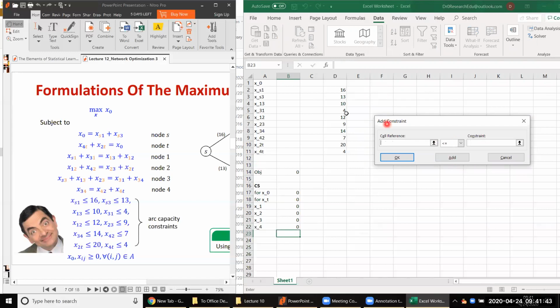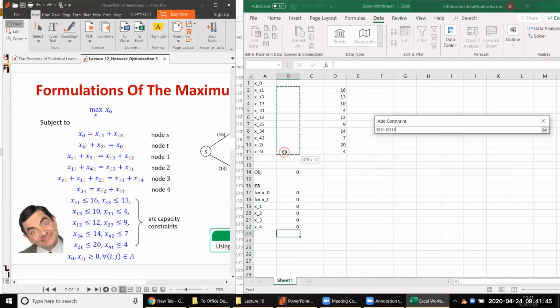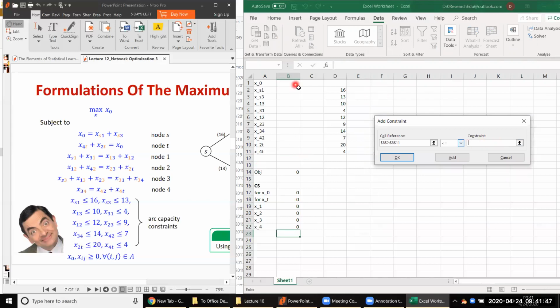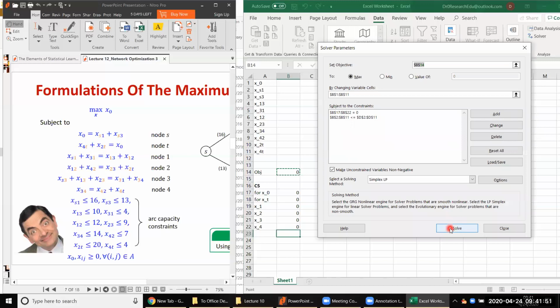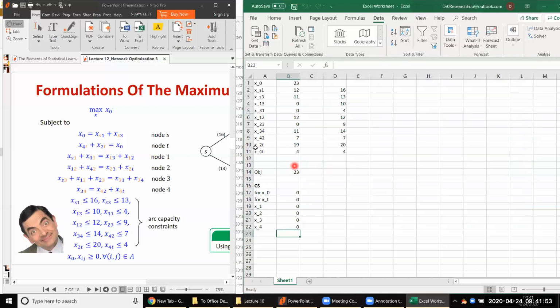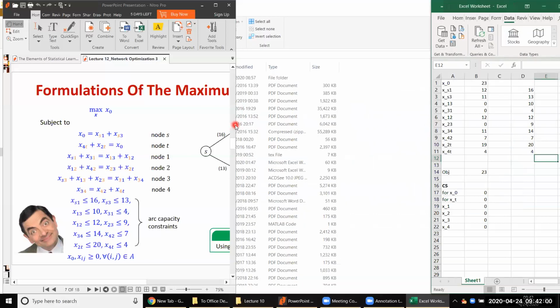And do not forget to add these, okay? All of them should be less than or equal to this, okay? And solve. And see the solution? The solution is, okay, let me make it a bit bigger so that you can see more clearly. So the solutions are here.